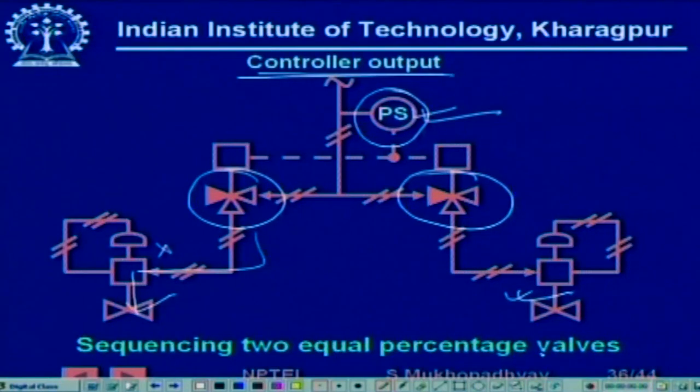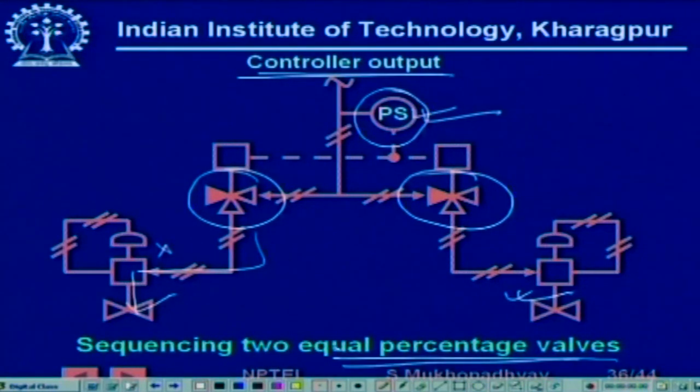It turns out that for such sequencing, typically the gain of large valves will be larger than the gain of small valves. So one has to ensure that when you are switching from the small valve to the large valve, the gains do not suddenly change, because that is going to change the overall gain of the process control loop and may bring in things like instability or saturation problems.